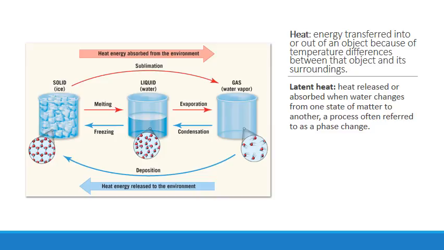So a hot object is described as containing more thermal energy, or heat, than a cold object of equal mass and composition. That's an important thing, that last bit. A hot object contains more thermal energy, heat, than a cold object of equal mass and composition. So meteorologists further subdivide heat into two different categories, latent heat and sensible heat.